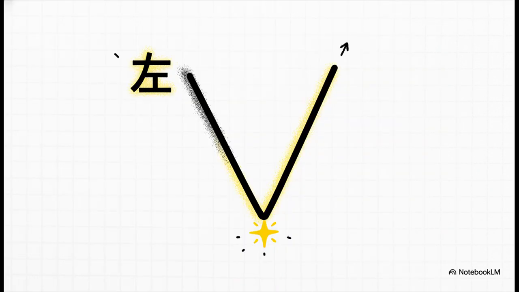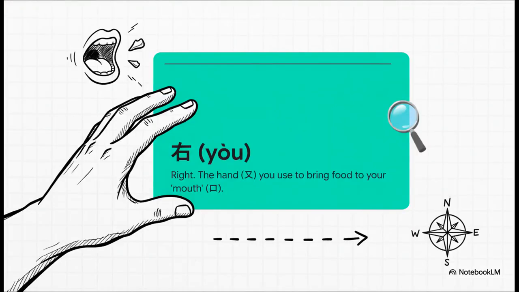Okay, now let's talk about the sound. Zuo is a third tone. And remember, this is not a flat sound. It has a very distinct contour. It falls and then it rises. Listen really carefully. Zuo. One more time. Zuo. A really common mistake is to either cut it short or to not complete that rising part at the end. Let's practice it together. Zuo. Can you feel that dip? That is absolutely crucial.